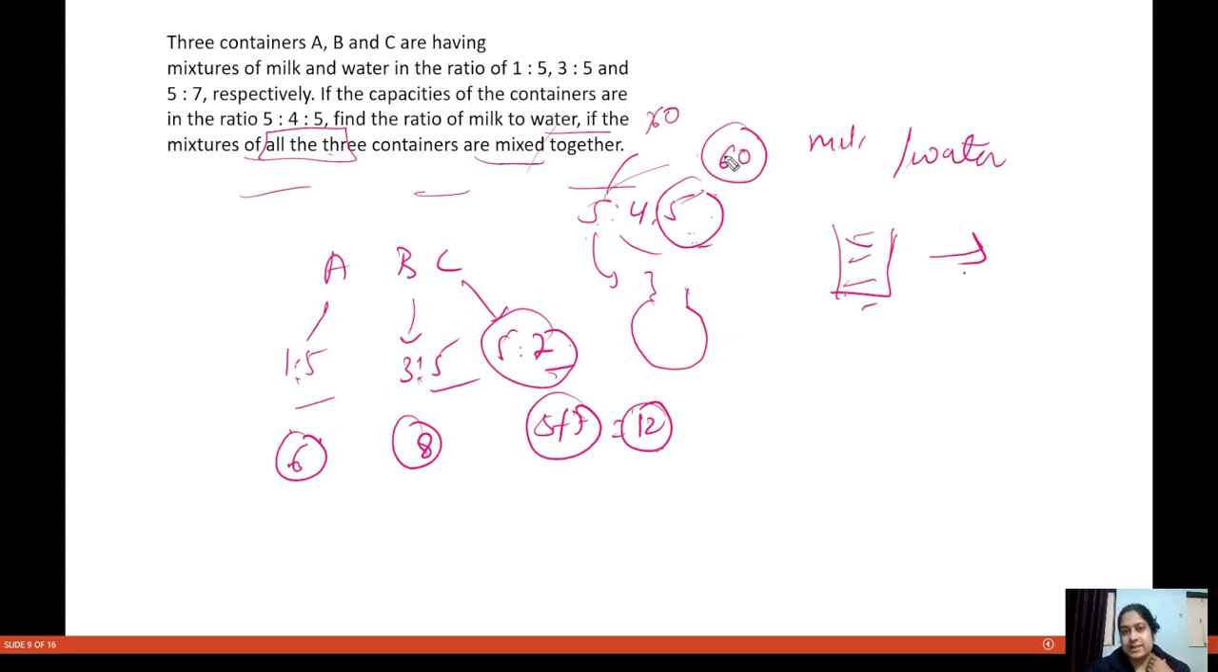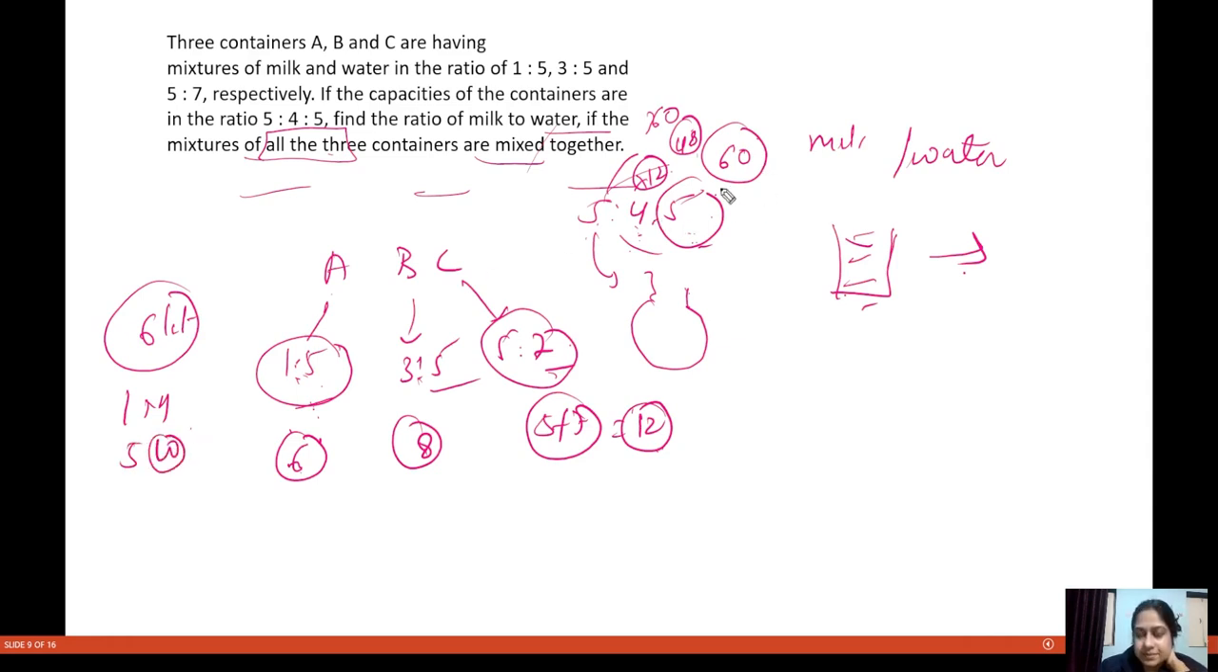Now you can do directly from here also, because if there are 6 liter in this container, it will contain 1 liter milk and 5 liter water. But since you are multiplying this by 10, this will become 10 liter milk and 50 liter water. Similarly, this is 48, so you will have 18 liter milk and 30 liter of water.